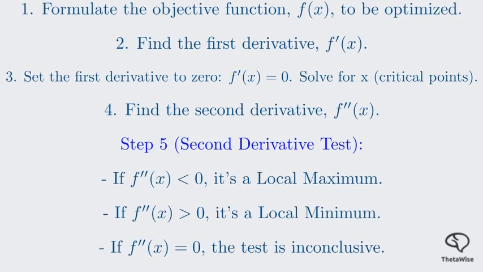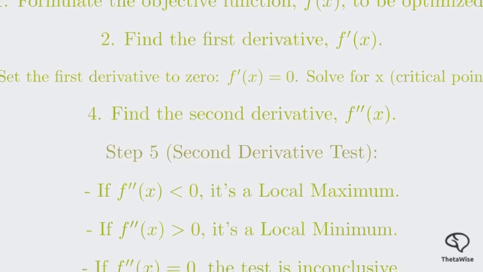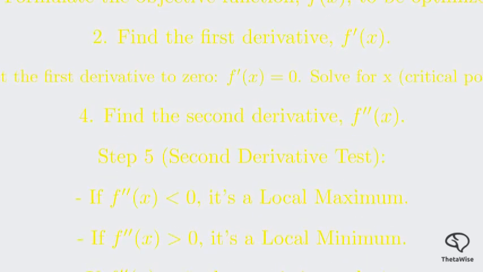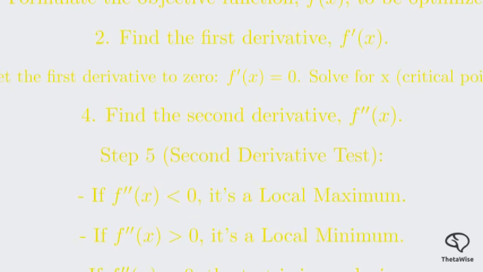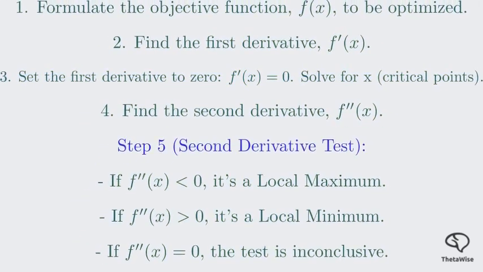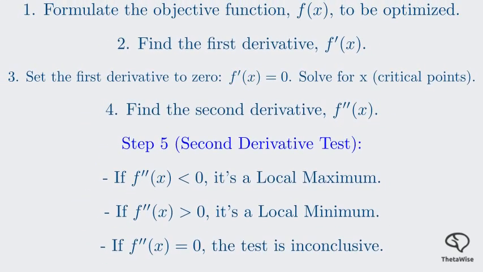So, to recap, we've outlined a robust 5-step method for solving any optimization problem. You can now articulate the procedure for finding optimum values of a function using calculus.